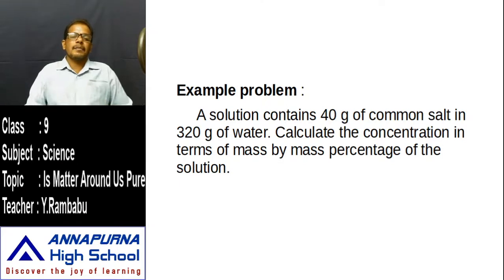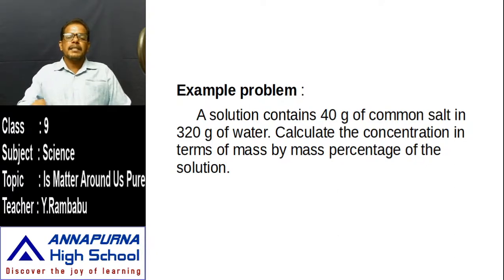Here both are given in grams. Grams is used to express mass. Solute is given in grams, solvent is also given in grams. That's why to express the concentration, which way is used? It is expressed in terms of mass by mass percentage of the solution. In this problem, mass of the solute is equal to 40 grams. Mass of the solvent, water, is 320 grams. Then what is the mass of the solution? Mass of the solution is equal to mass of the solute plus mass of the solvent, that is 40 grams plus 320 grams, which is 360 grams.